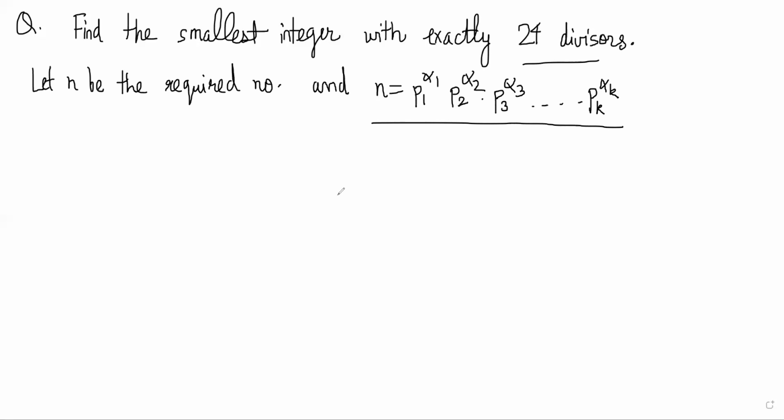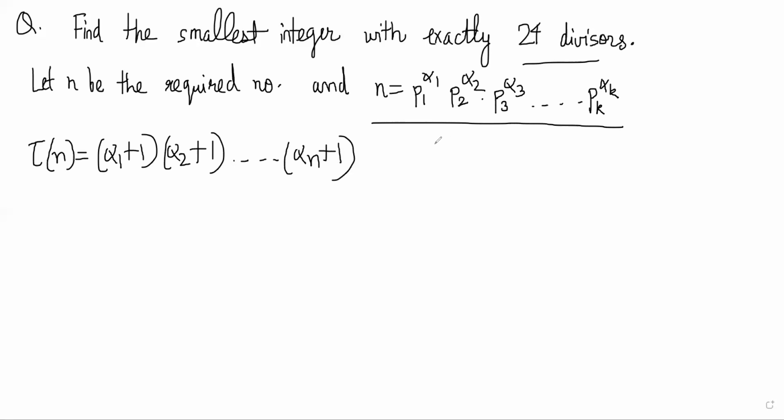Number of divisors of n, tau of n, would be alpha 1 plus 1, alpha 2 plus 1, and so on. And this should be equal to 24, right? Okay. So you have to think of 24, and 24 can be written as a product of 2 factors or 3 factors or 4 factors, right?